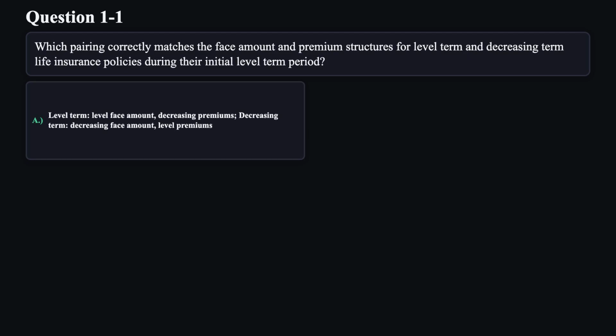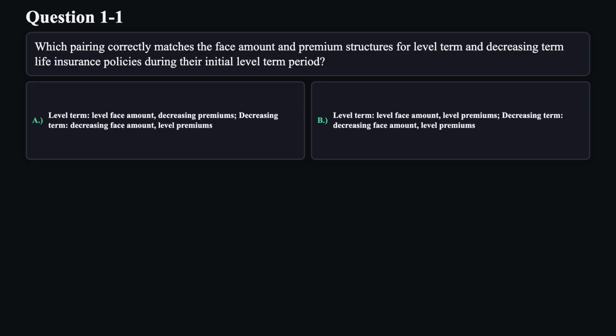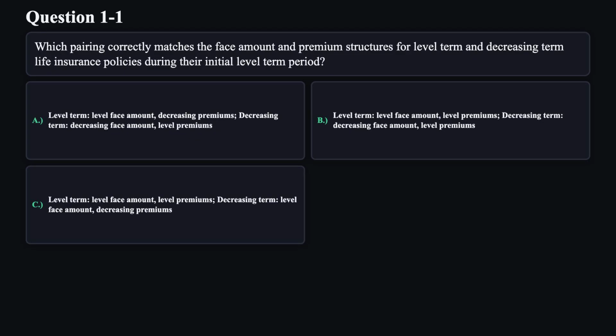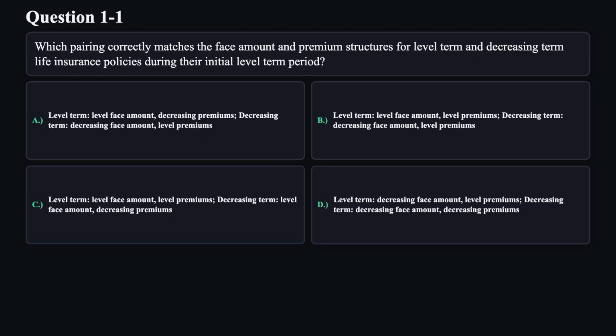A. Level term, level face amount, decreasing premiums. Decreasing term, decreasing face amount, level premiums. B. Level term, level face amount, level premiums. Decreasing term, decreasing face amount, level premiums. C. Level term, level face amount, level premiums. Decreasing term, level face amount, decreasing premiums. D. Level term, decreasing face amount, level premiums. Decreasing term, decreasing face amount, decreasing premiums.